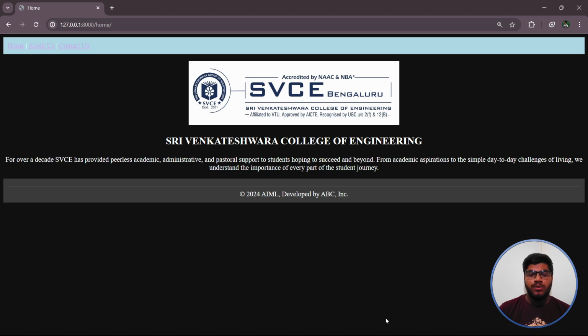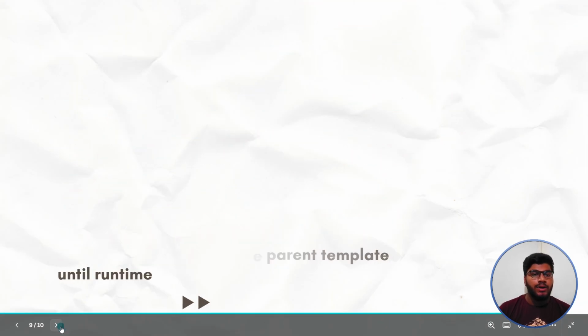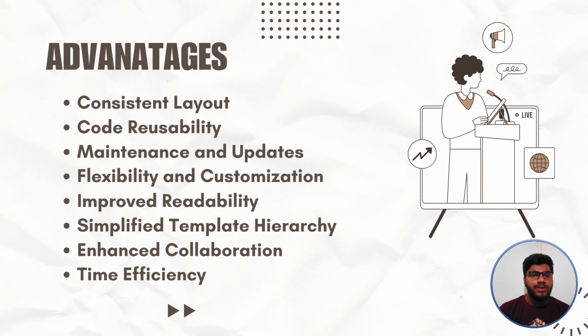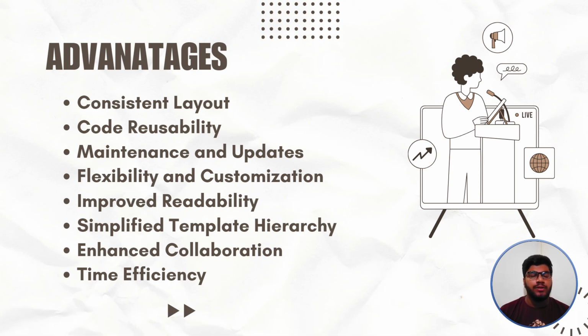So this is the example of template inheritance by using the extend tag, block tag, and the end block tag. Now let us discuss the advantages of template inheritance. Here we have mentioned some of the advantages of template inheritance, that is consistent layout, code reusability, maintenance and updates, flexibility and customization, improved readability, simplified template hierarchy, enhanced collaboration, and time efficiency. These are some of the advantages that can be seen in template inheritance. This is about the template inheritance.